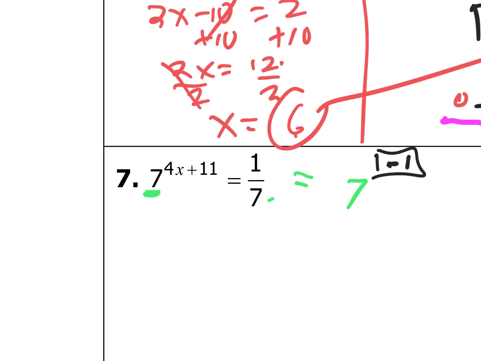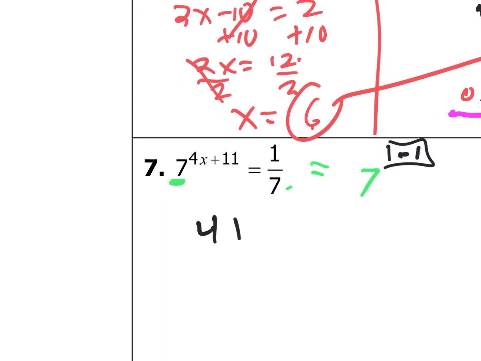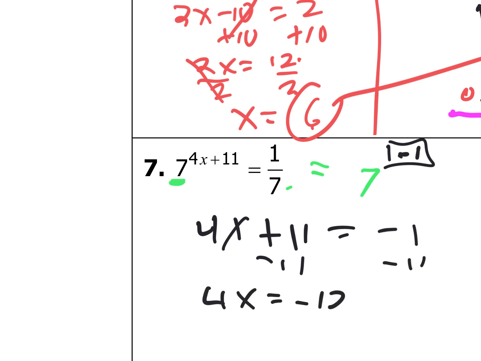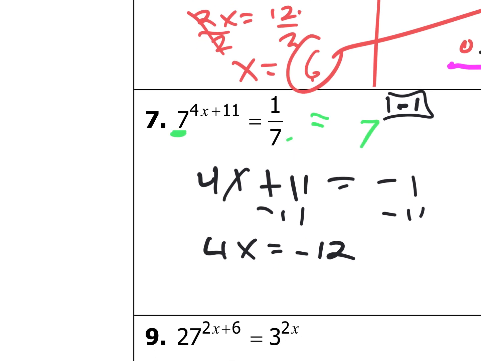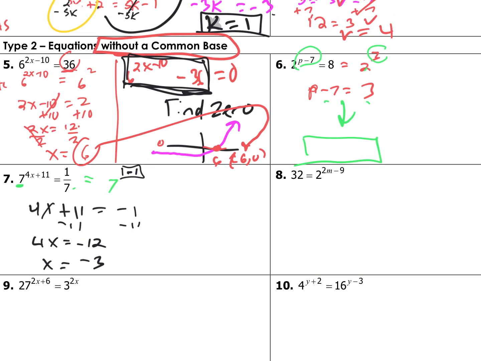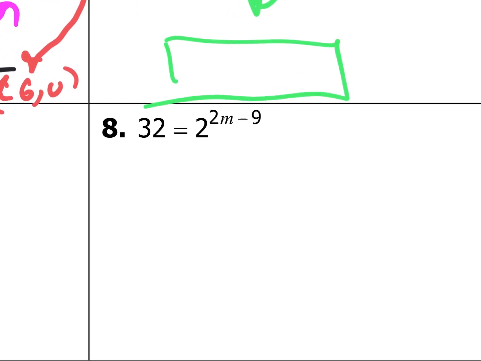So then we know that 4x plus 11 must be equal to negative 1. So I'm going to subtract 11 from both sides. That gives me 4x is negative 12. Divide both sides by 4. That gives me x equals negative 3. Nice. Good job. So I set up number 6 for you, and you have your own answer there. Let me do 8.